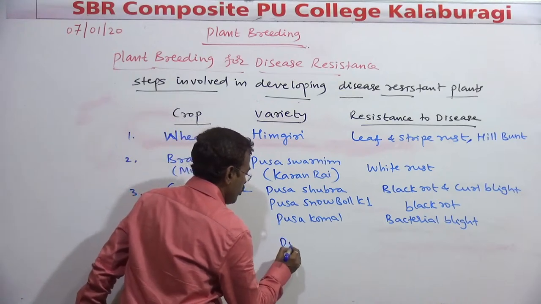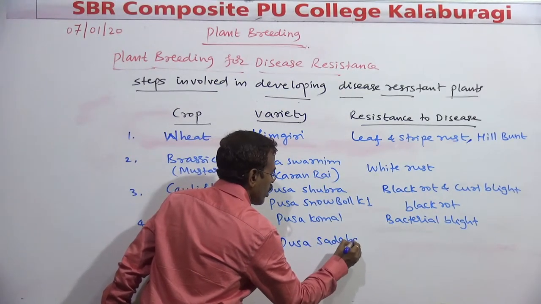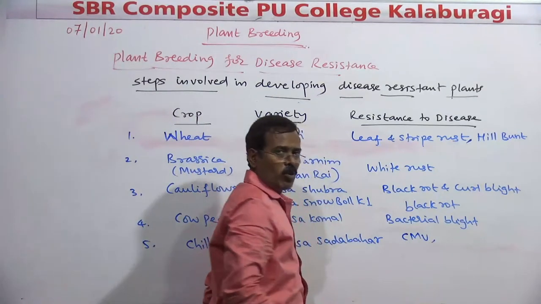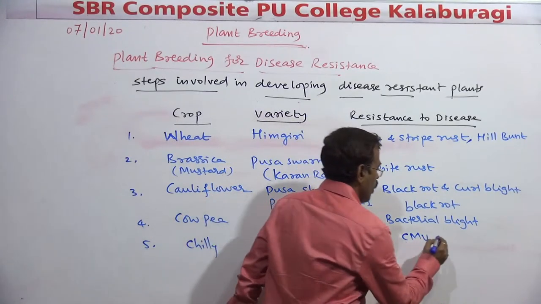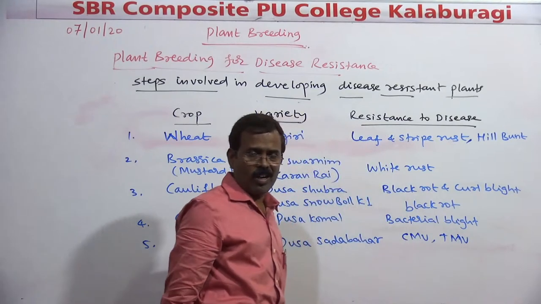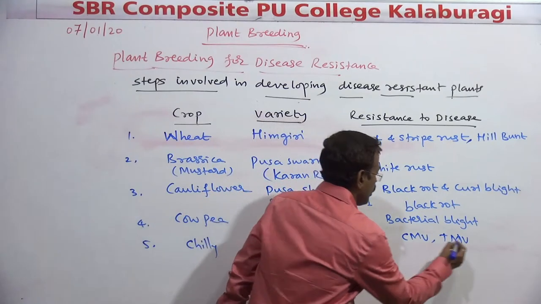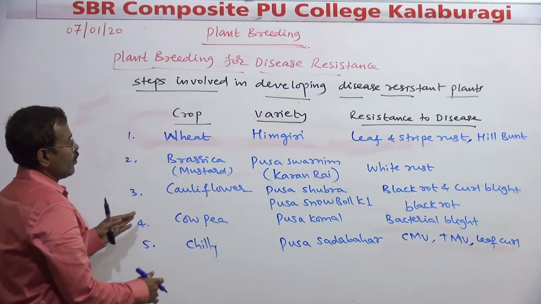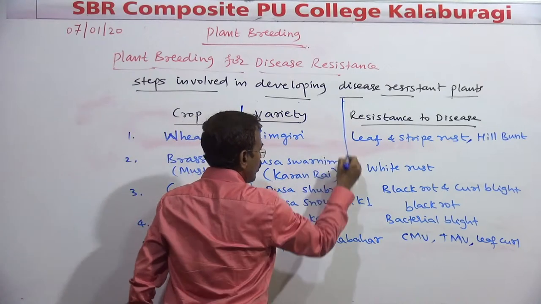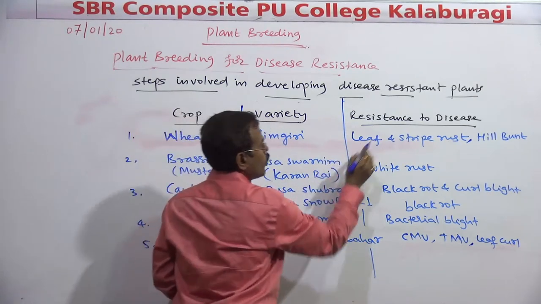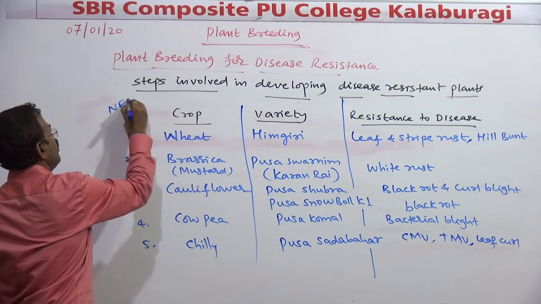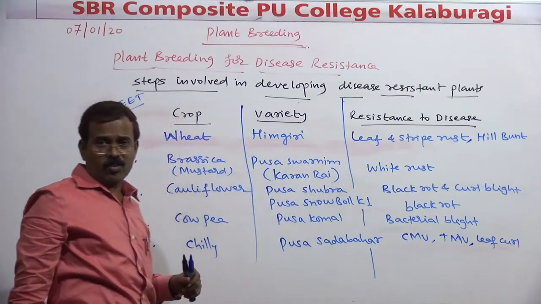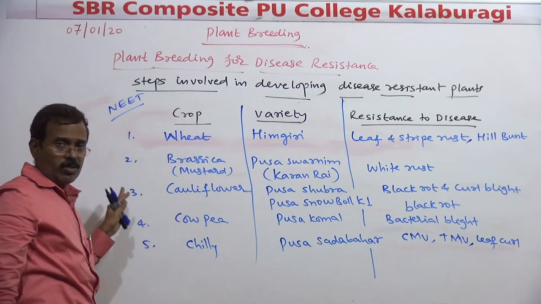Then another one we have, that is chili. Chili, the variety is Pusa Sadabahar. This Pusa Sadabahar is resistant to chili mosaic virus, then tobacco mosaic virus, and leaf curl. Resistant to leaf curl. So these are the crop varieties which are resistant to diseases, very important from the NEET point of view. We have to remember these five crop varieties, the variety name and the resistance to particular disease. So very, very important.